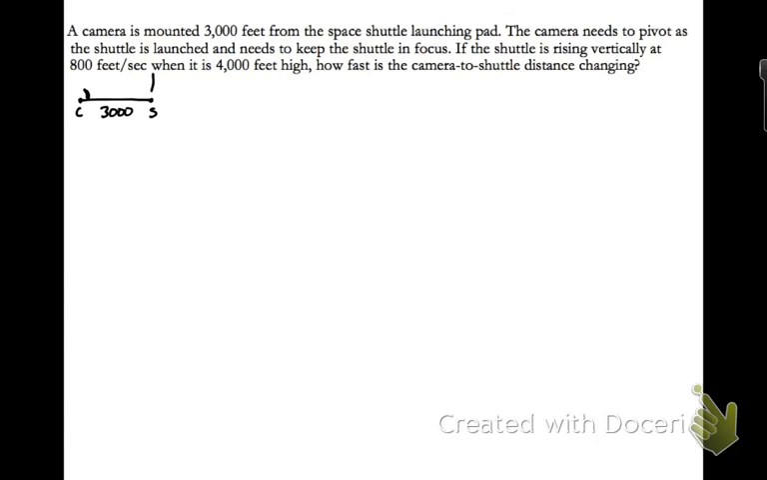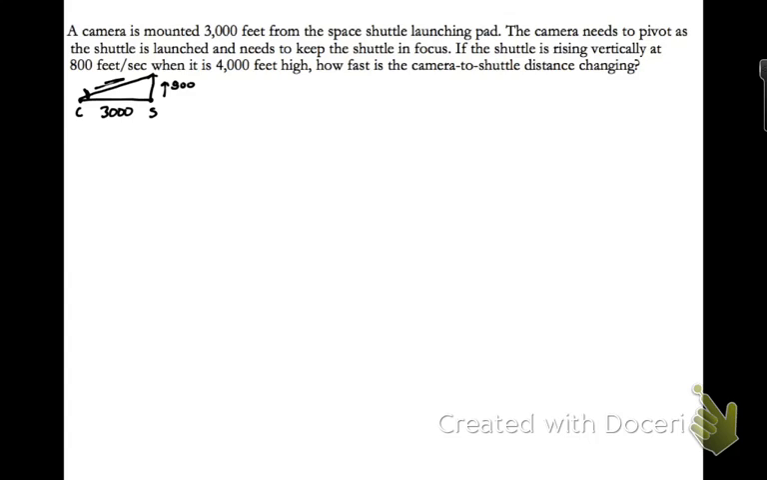Right, so there's always some triangle here, but this angle is changing as the shuttle goes up. What we want to know is, if the shuttle is rising vertically at 800 feet per second, so the shuttle is going up at 800 feet per second, and what's going on with this distance here? How fast is the camera to shuttle distance changing when the shuttle is 4,000 feet high?